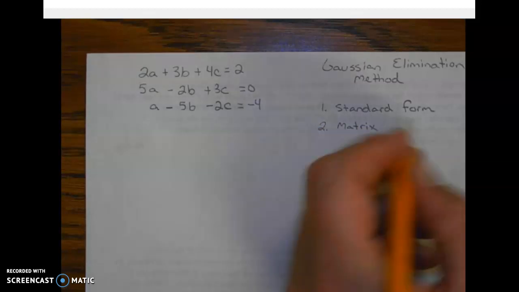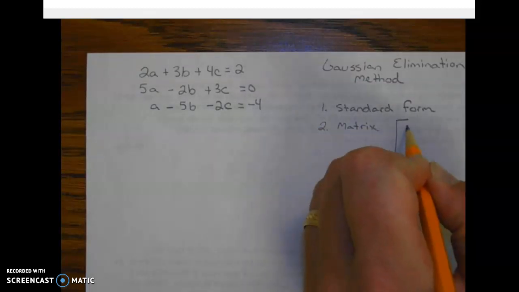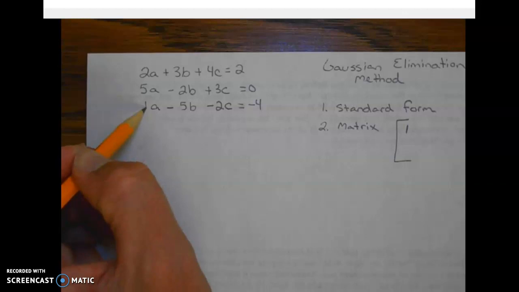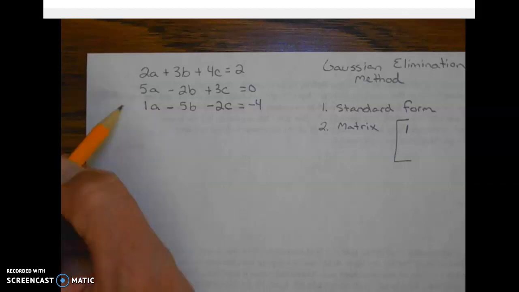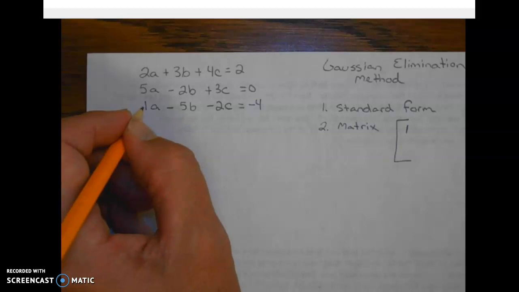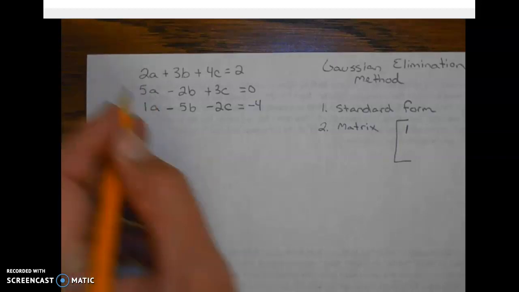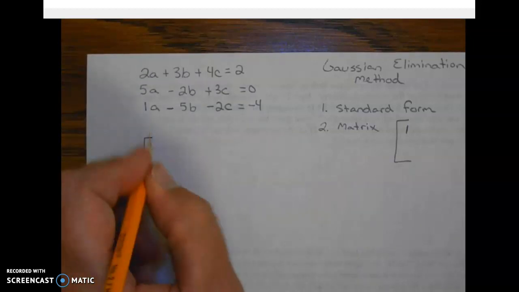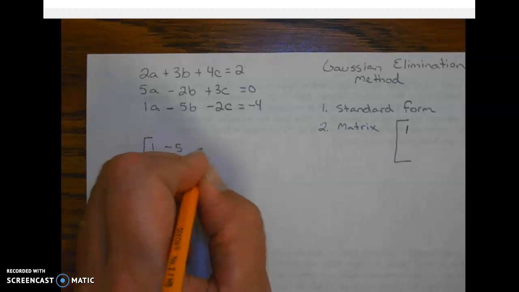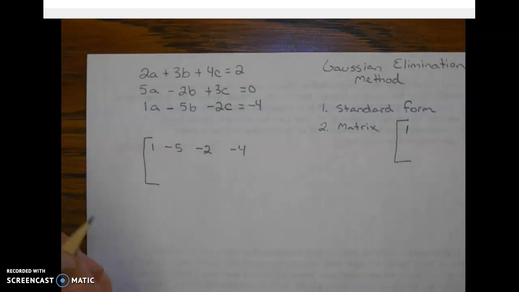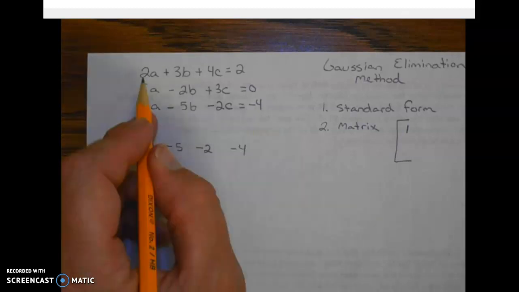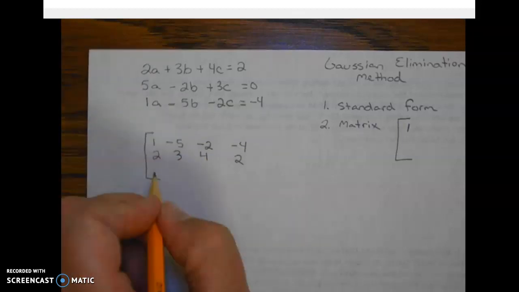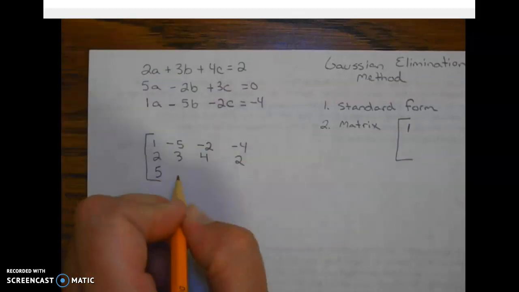Now remember, the goal is to have a 1 to start with. So as you look at these equations, we have a 1 right here. So we can go ahead and just move this equation to the top and use this as our first row. So setting up our matrix, we'll have 1, -5, -2, -4 for our first row. And then we'll just make this one our second row, and then this can be our third row.